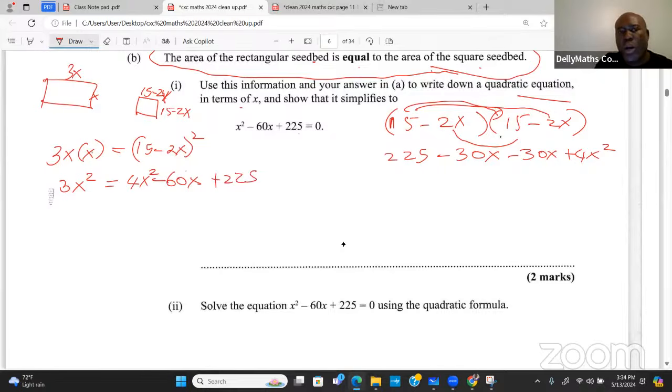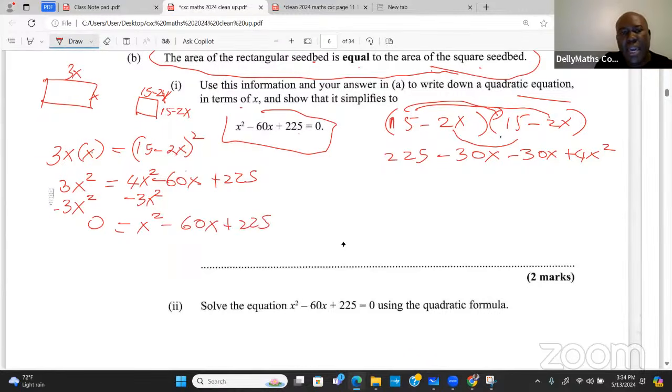Now, in this case, we want to represent the idea such that it shows like this. So what we're going to do is subtract 3x squared from both sides, so we get a 0 on this side. 4x squared minus 3x squared is going to give us x squared minus 60x plus 225. And there it is. We would have shown getting back what they gave us.